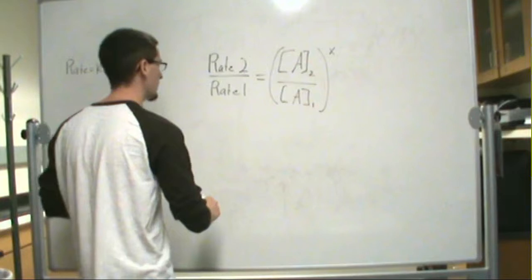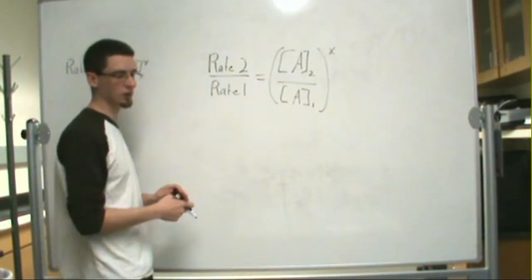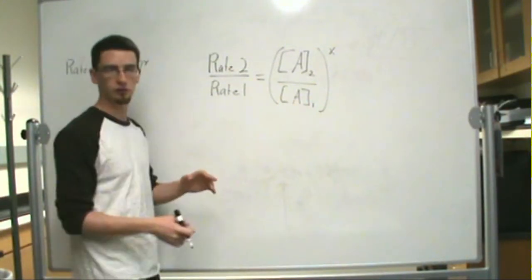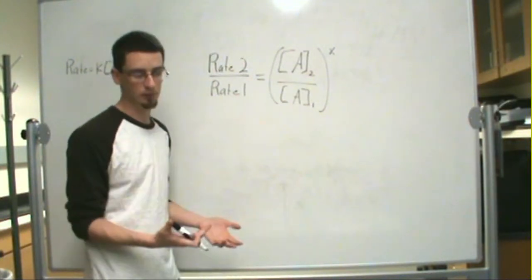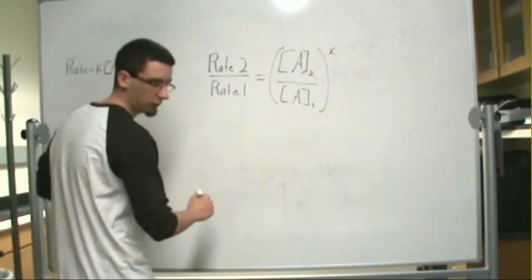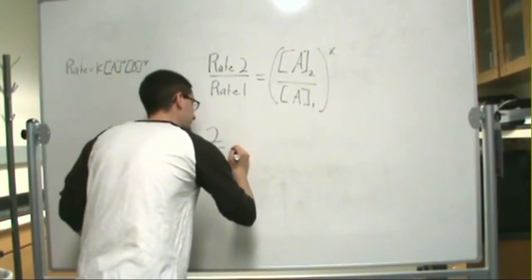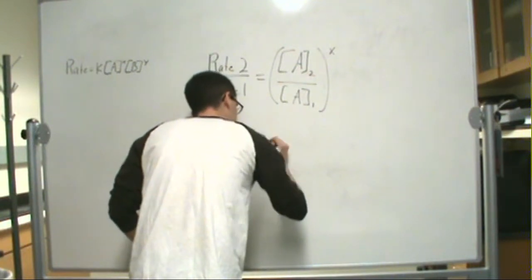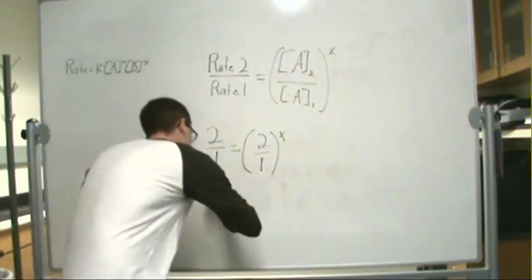So, for rate 1 and rate 2, we have to find a point where our concentration of A is changing, but our concentration of B is remaining constant. If you look at the first two entries of that table, where the rate was equal to 1 and the rate was equal to 2, that would be a case where A is changing, but B is remaining constant. So, let's plug in our values. We have 2 over 1 is equal to 2 over 1 to the x. And if you're pretty good at math, you can see that x should be equal to 1.